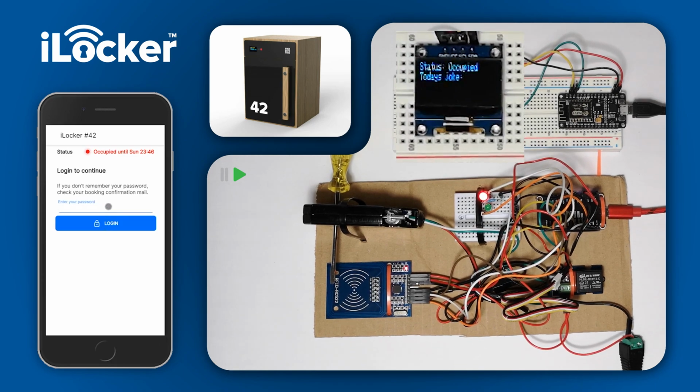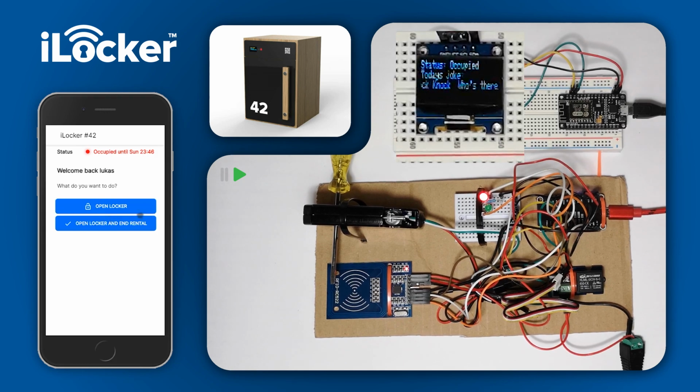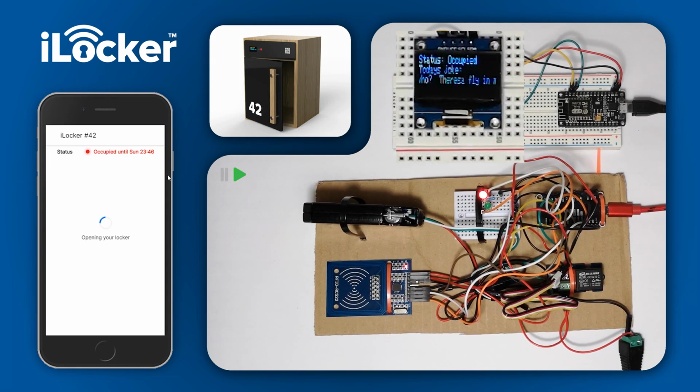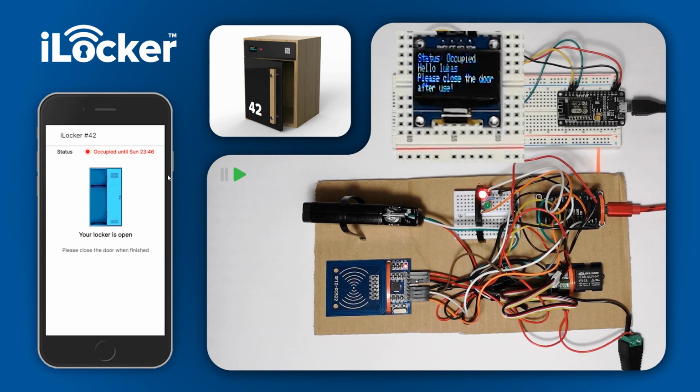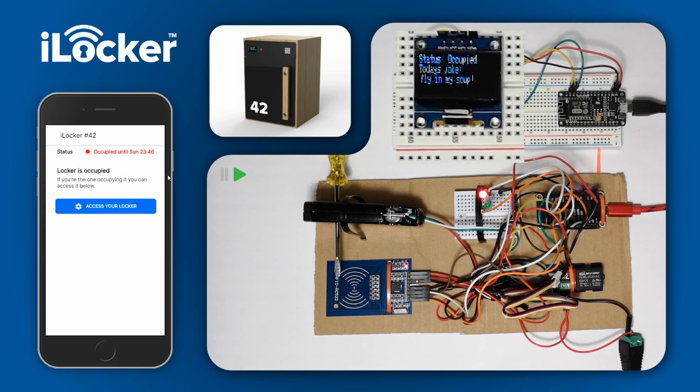We do this by logging in with our password, whereafter we now can choose if we simply want to open the door to the locker or if we want to open the door and end our rental. As you just saw, when I choose open locker, the door opens, but my rental still continues, and so the availability LED is still red.